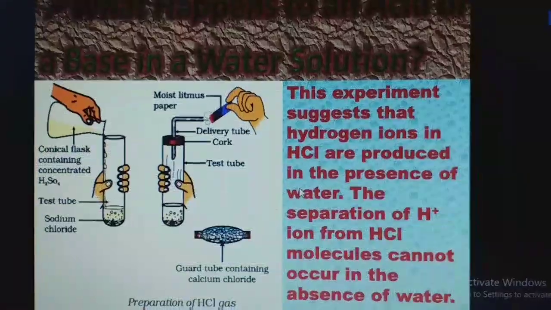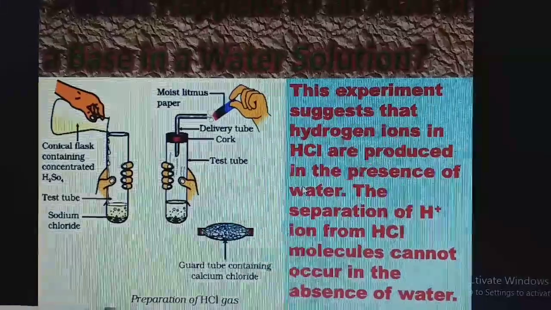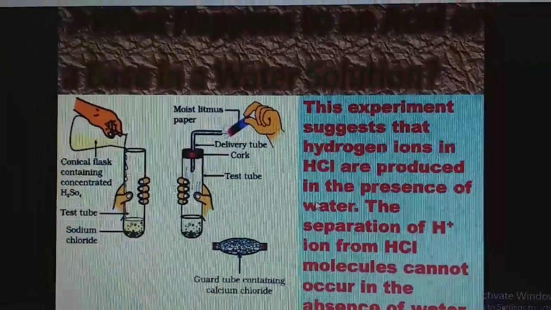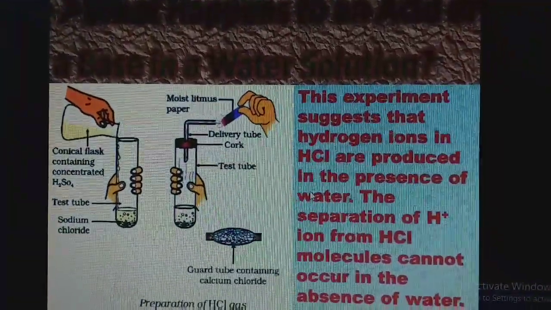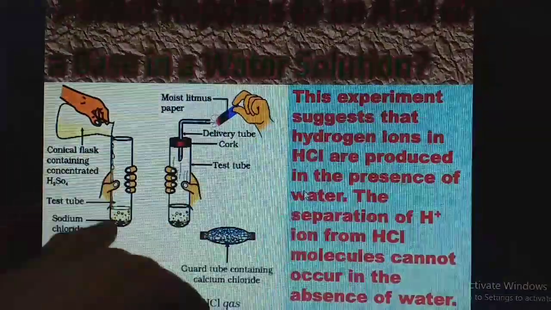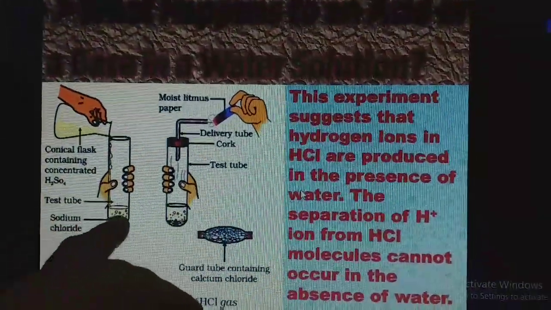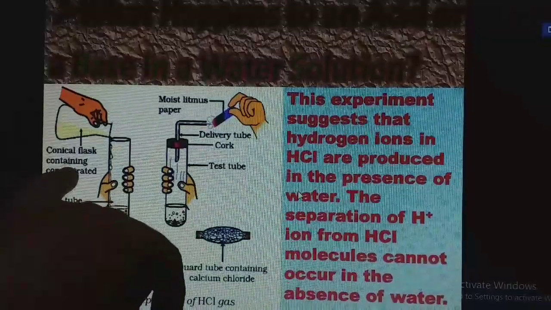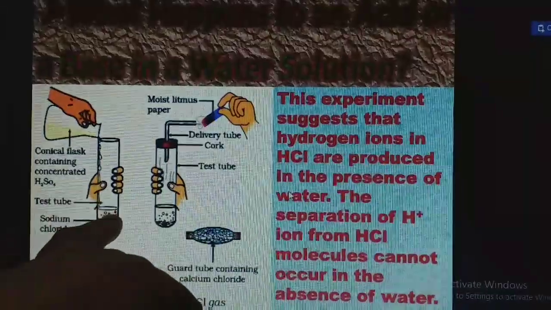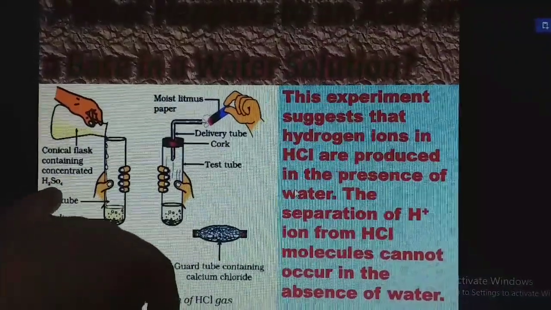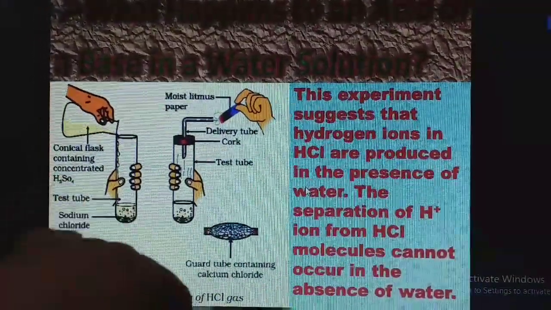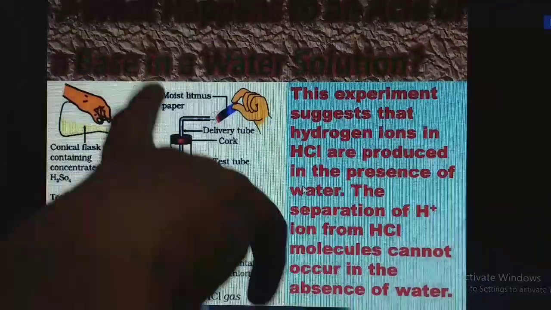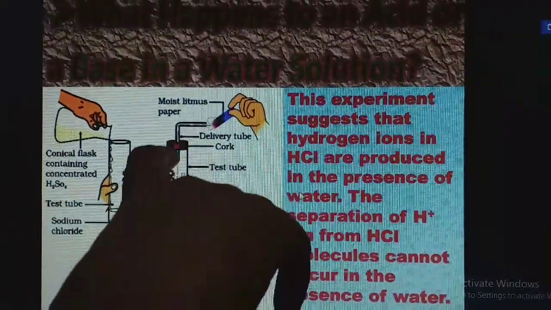See here what happens to an acid or a base in a water solution. So one activity is given here. One test tube you are taking and sodium chloride is taken in that, and concentrated sulfuric acid is poured to that. So sodium chloride reacts with H2SO4 forming Na2SO4 plus HCl. So HCl gas will be liberated.